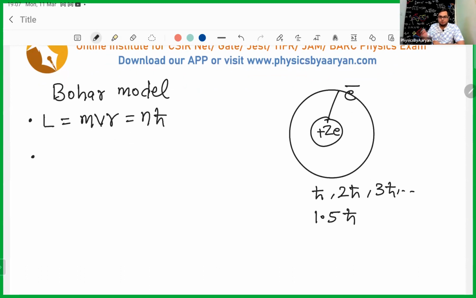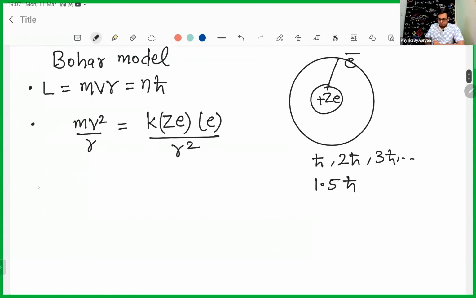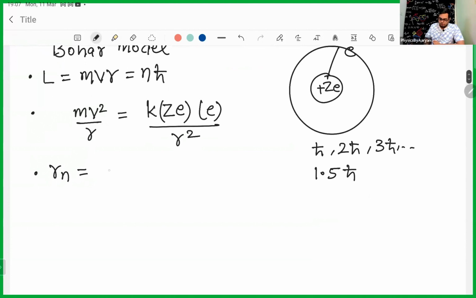So that was the first formula. Then we said that okay, let's use this. Then we said that okay, घूम रहा है तो centripetal force कौन provide कर रहा है? Centripetal force is provided by the electrostatic force, which is basically K Ze, which is the charge of this nucleus, into e divided by r square. Then we solved this up and we found the different values. For example, we found the radius value, which was 0.53 into n square by Z angstrom, right?